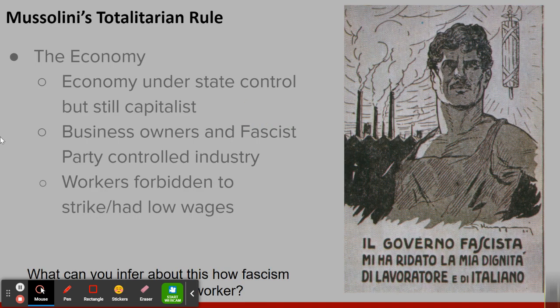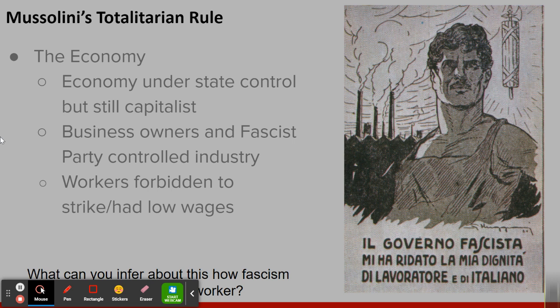So this is how fascism kind of works. Fascism is where you take the government and the economy and you put them together, and you can't separate them. In fascism, the economy is under state control, but it is still a capitalist system. So the government can tell corporations, we need you to produce tanks, we need you to produce guns, we need you to produce gloves, but those corporations are still owned by individual people. Business owners and the fascists then work together to run the country. So fascism is about combining business and government together.